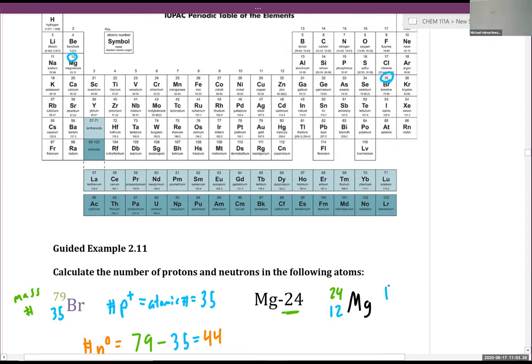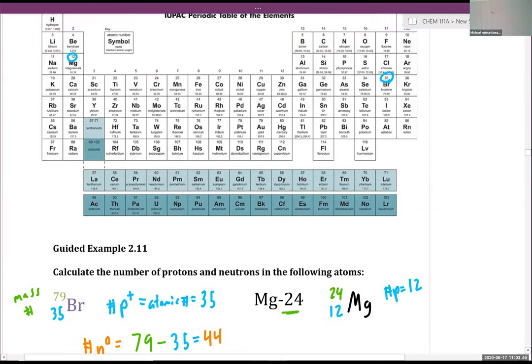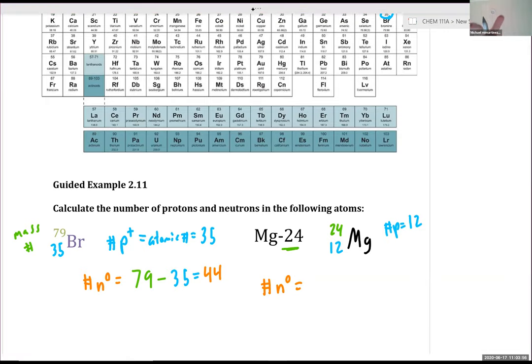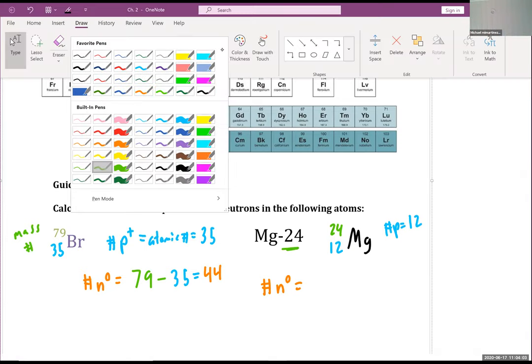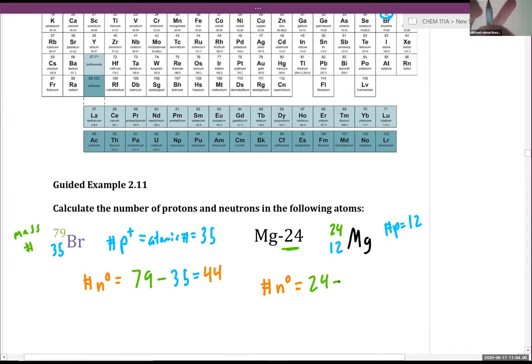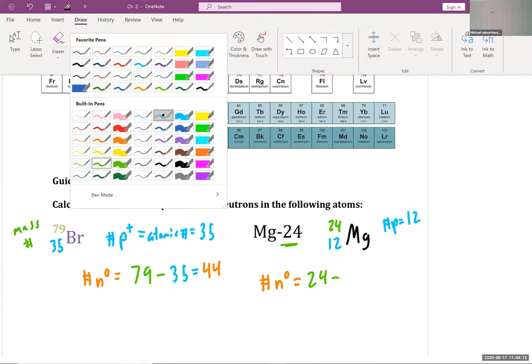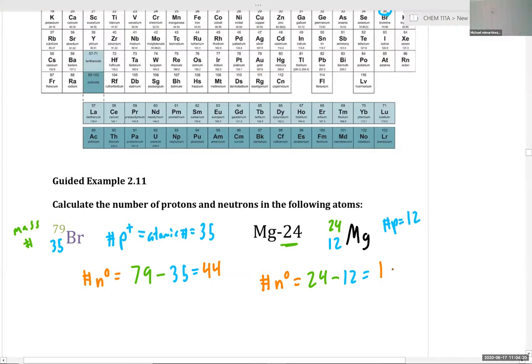Perfect. So we know immediately that our number of protons is equal to 12, because the number of protons is equal to the atomic number. Now let's figure out our number of neutrons. So our number of neutrons is equal to our mass number, which is 24, minus our number of protons, which in this case is 12. So that in turn gives us 12 neutrons. Does this process make sense to everyone so far?